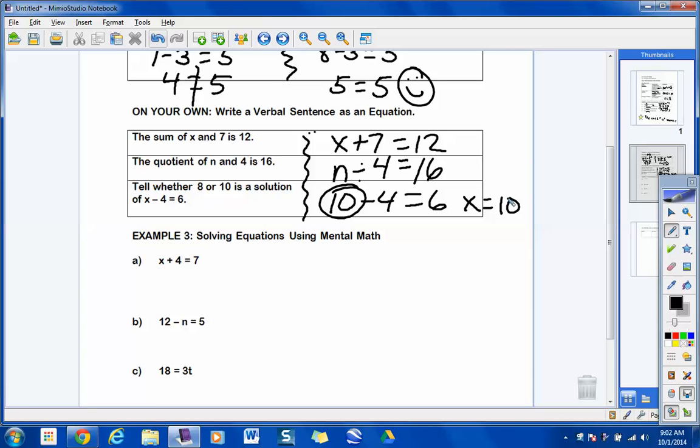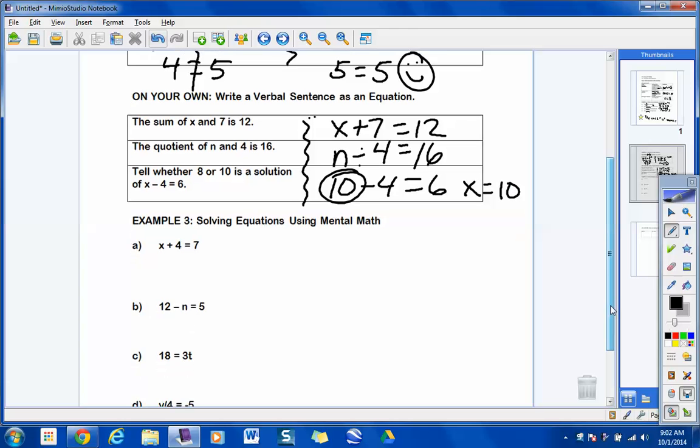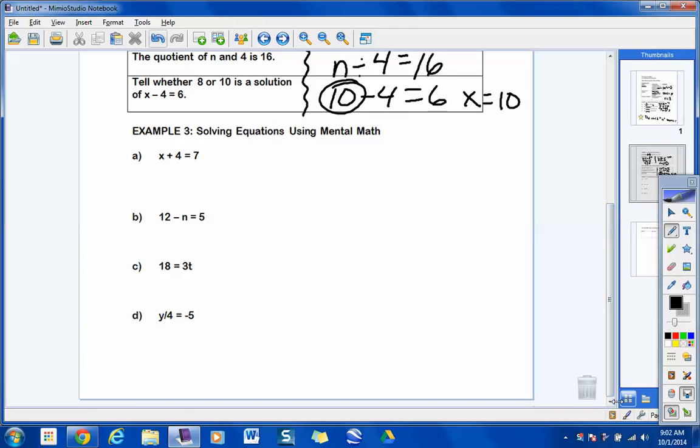Told you it was pretty simple today, didn't I? Okay. Here we go. Last part of this: solving equations using mental math. If you can get in the habit of saying something like this, it really says a number plus 4 is 7. Can you think of the value you would substitute in to make that true? I don't want you just to write 3 down, although that would be correct. I want you to tell me what you're assigning 3 to. X has to equal 3.